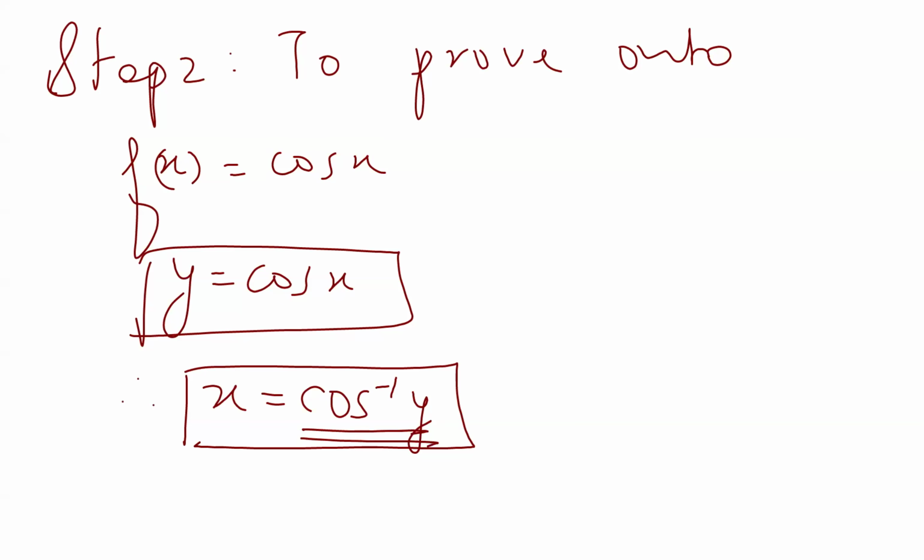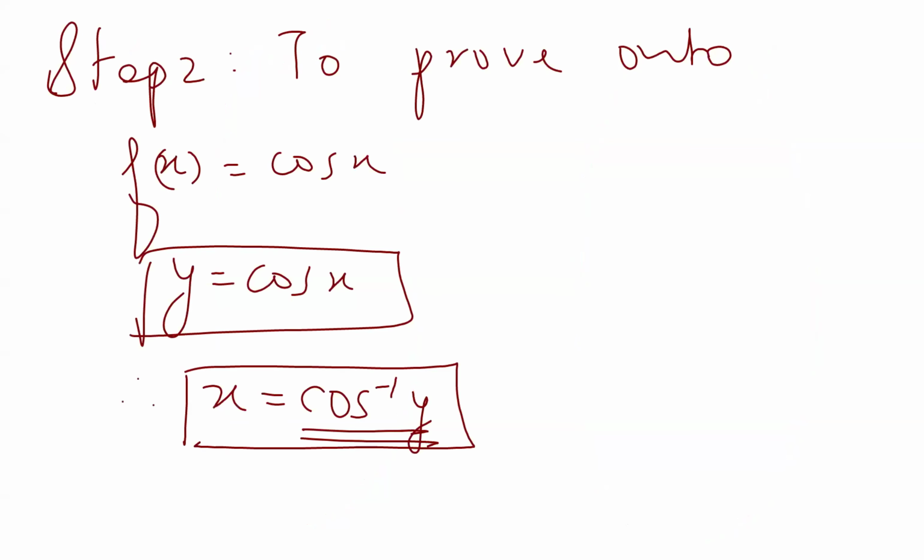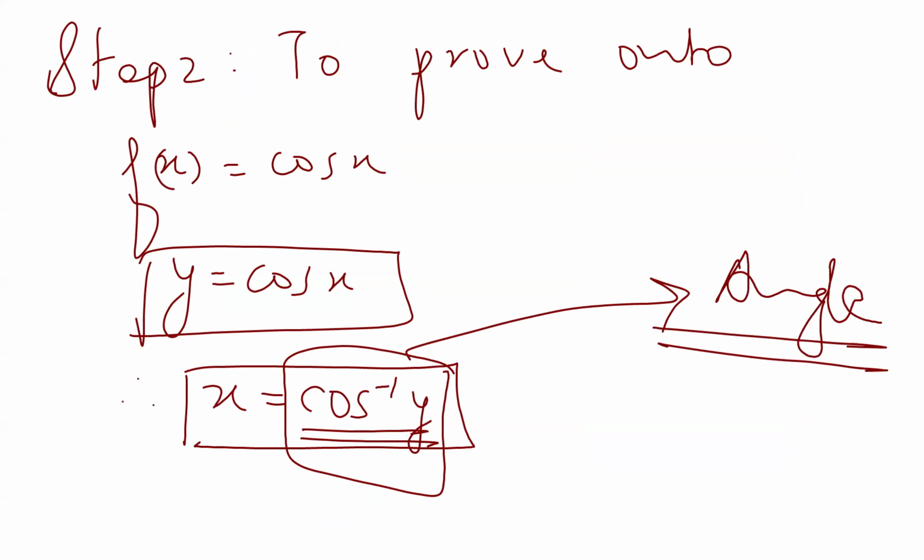Now this is an inverse trigonometric function. Now let us understand this. So this is y, this is x. The function is cos x, and the mapping is from real numbers to real numbers. Now, if you remember the domain and range of inverse trigonometric functions, cos inverse y will give you an angle. So what is the valid angle for cos inverse y? It lies between 0 to 180.